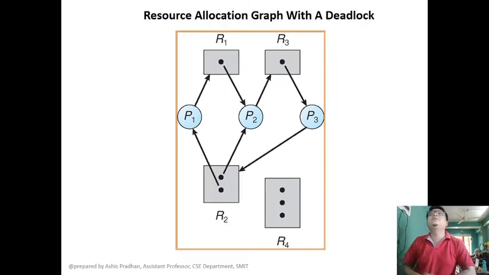Let us have a look at another resource allocation graph where the system enters a deadlock situation. For example, with the same number of instances, P1, P2, and P3, the scenario is something like this. Currently, one instance of R2 is assigned to P1. P1 is requesting the R1 resource, and R1 is allocated to P2. Now P2 is holding one instance of R2 and is requesting R3, and R3 is being held by P3, which is requesting R2.